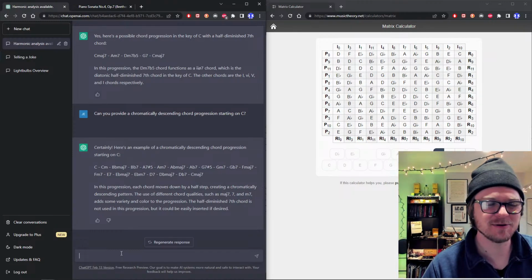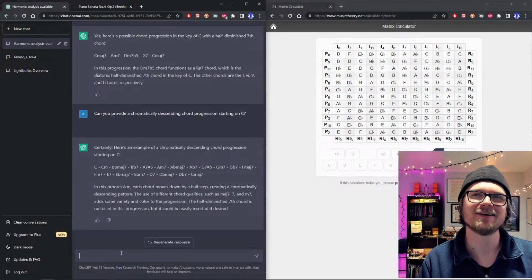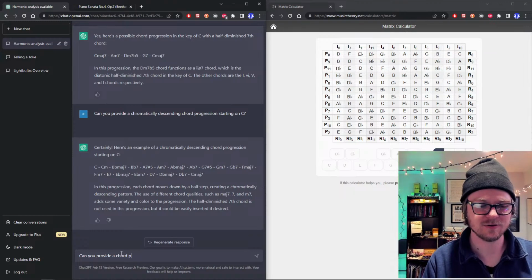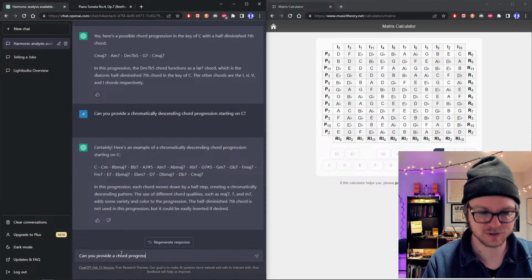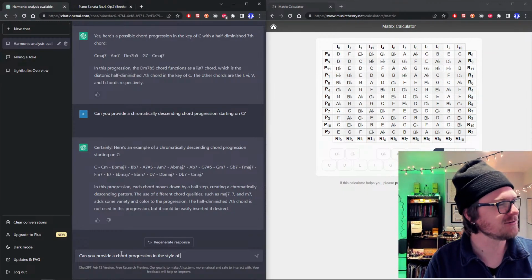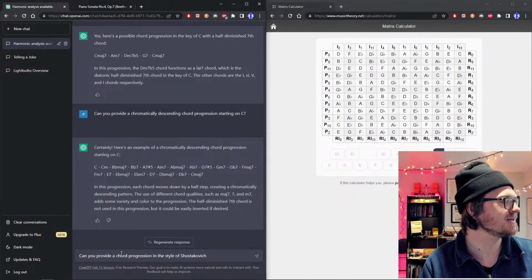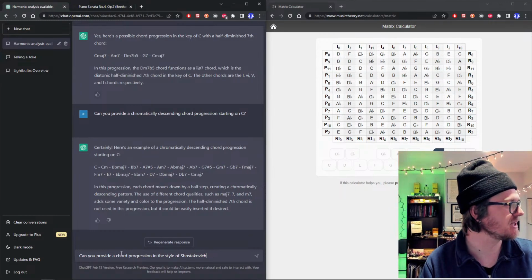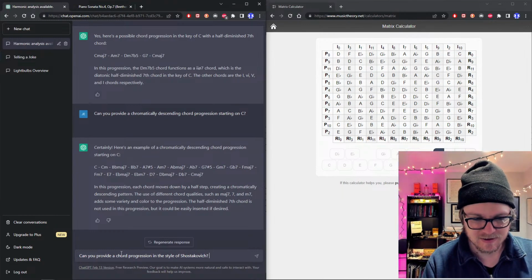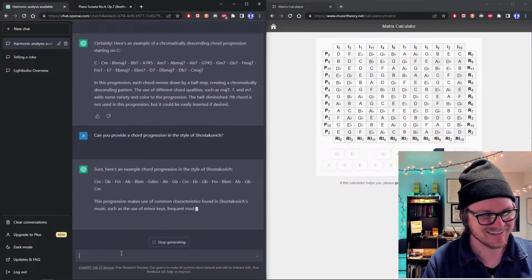What if I ask it to emulate the style of a composer? Oh, that would be interesting. Can you provide a chord progression in the style of Shostakovich? How about that? I mean, as if Shostakovich has a chord progression style, but I wonder if it can try to emulate that kind of... I don't know. Let's see if we can... Okay.